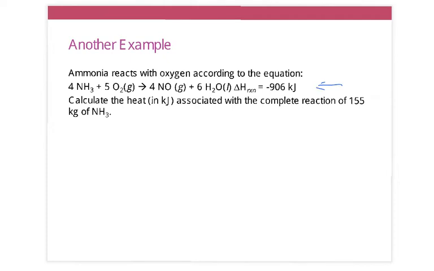All right, what about when we have ammonia reacting with oxygen according to this balanced equation? We have an enthalpy of negative 906 kilojoules. Because it's negative, it's telling us it's exothermic. So calculate the heat in kilojoules associated with the complete reaction of 155 kilograms of ammonia.